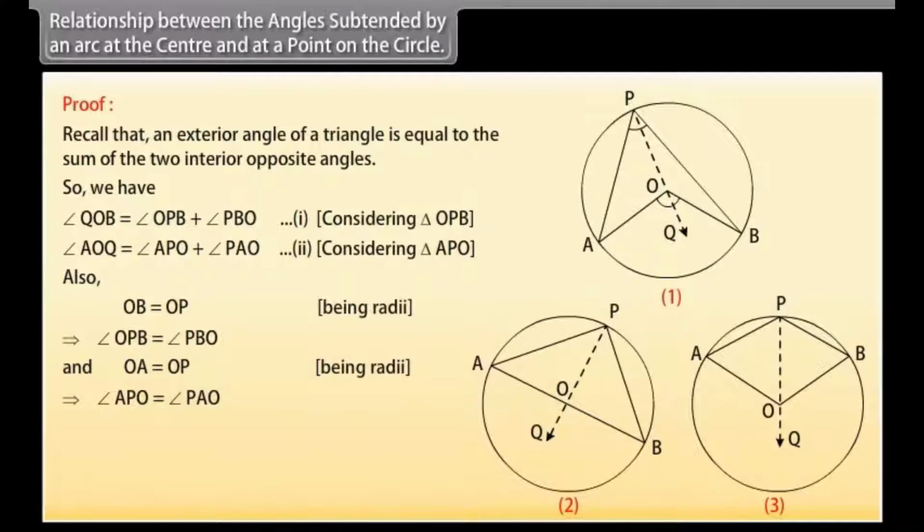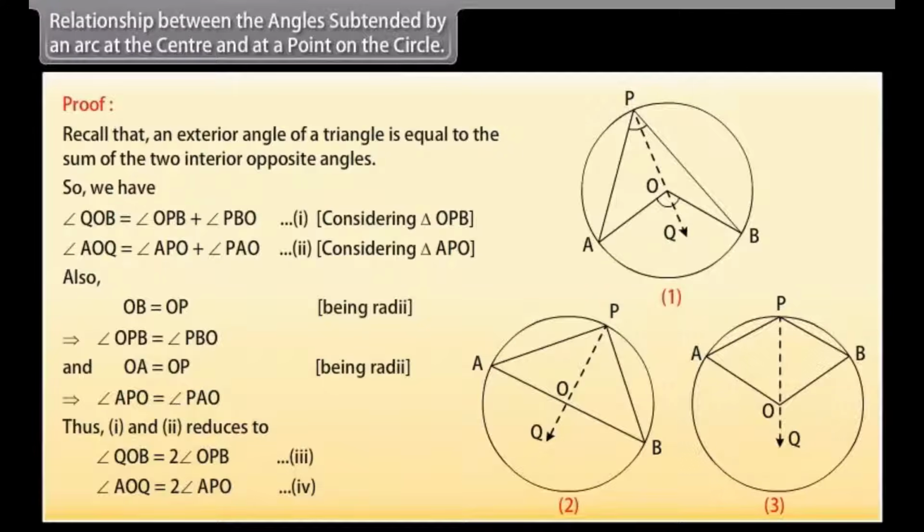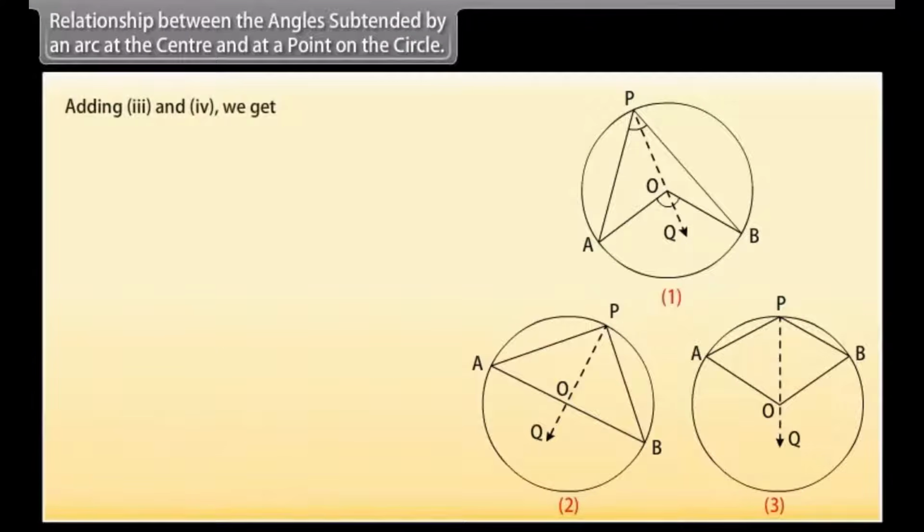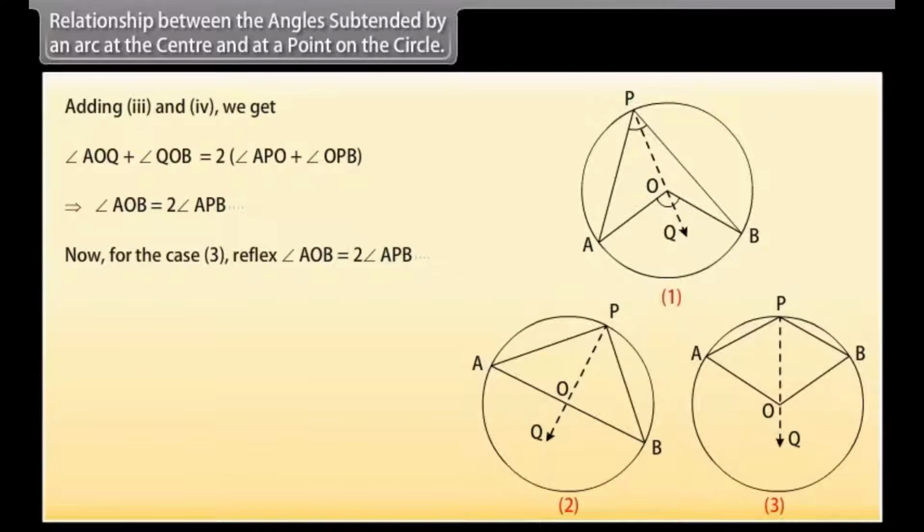Similarly, angle APO is equal to angle PAO, thus 1 and 2 reduce to angle QOB is equal to 2 into angle OPB, 3. Angle AOQ is equal to 2 angle APO, 4. Adding 3 and 4 we get angle AOQ plus angle QOB is equal to 2 into angle APO plus angle OPB. Similarly, angle AOB is equal to 2 angle APB. Now for case 3, reflex angle AOB is equal to 2 APB, hence proved.